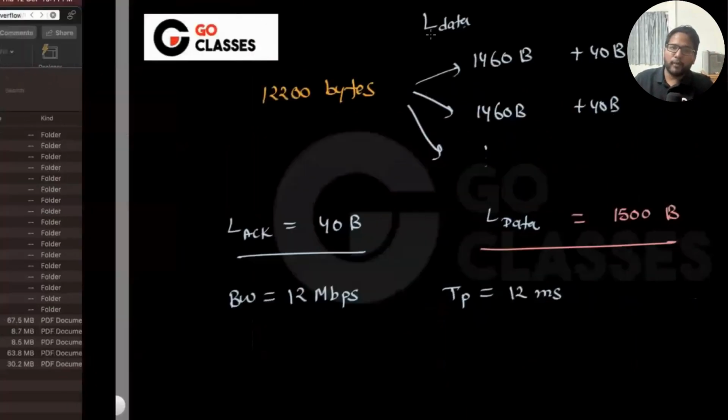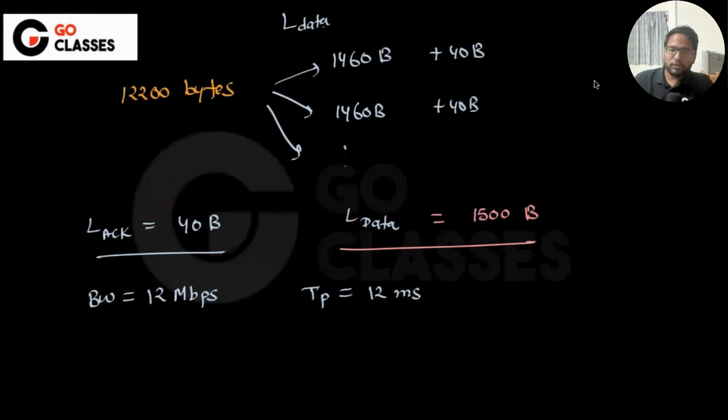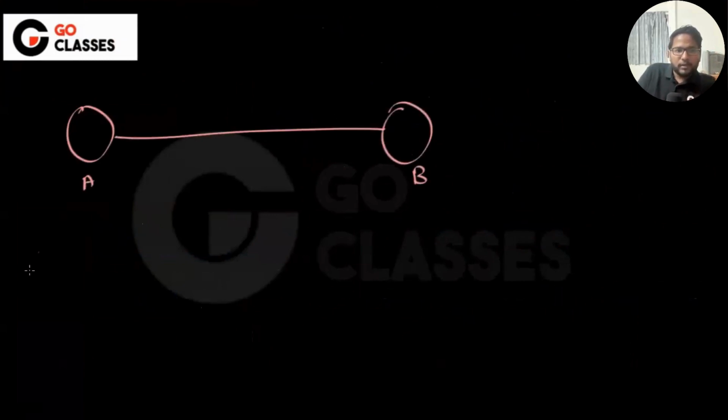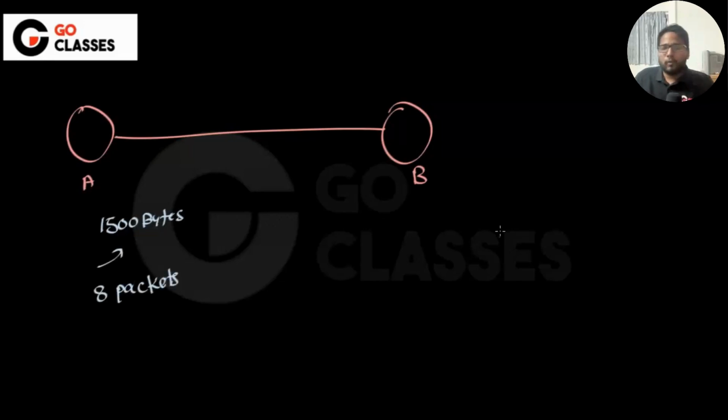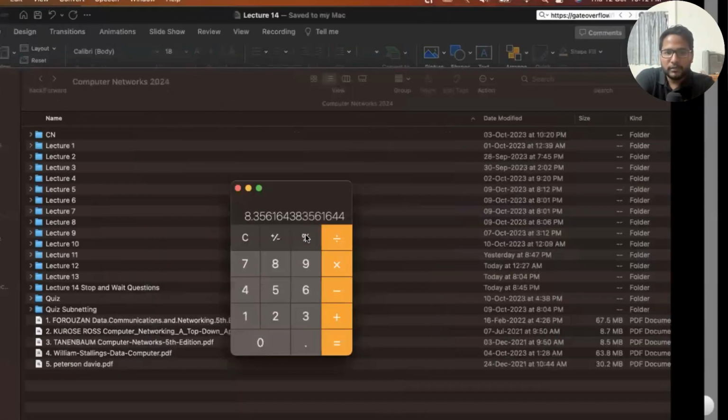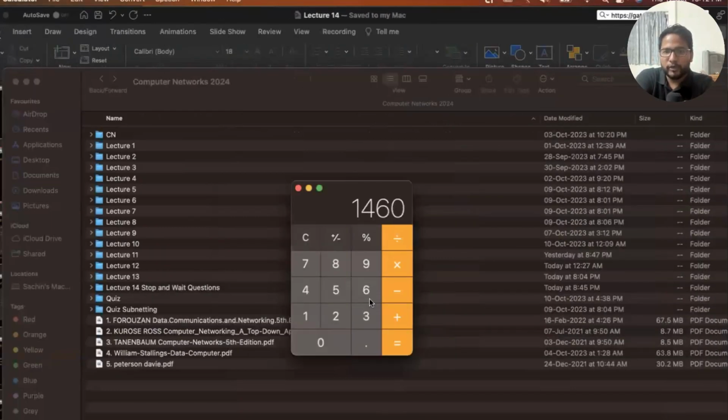So I think 8 full packets, right? 8 full packets. So the data that we are sending from A to B is basically 8 packets of size 1500 bytes, right? 8 packets of such size. And what is the remaining bytes? See, if you multiply this 1460, you don't need to include the header because the header will be appended later, right?